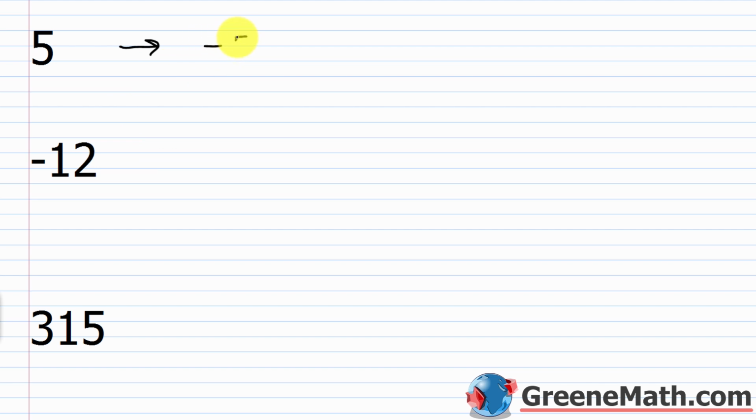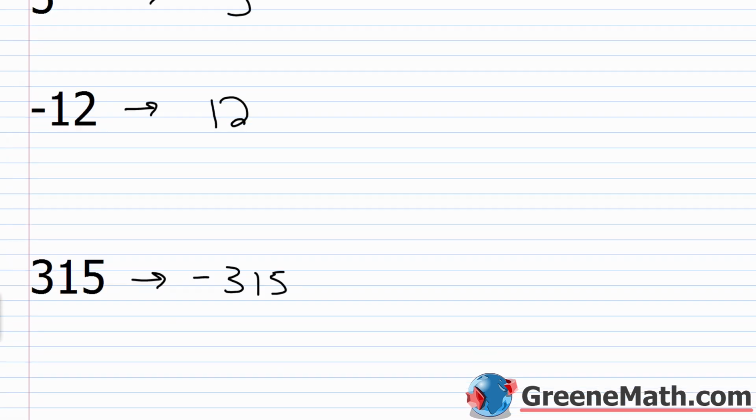All right, so the opposite of 5 is negative 5. Again, all I do is I take the number and I just change the sign. So this is positive, it becomes negative. The opposite of negative 12 would just be positive 12. Again, just change the sign. The opposite of 315 would be negative 315. Again, just change the sign from positive to negative. And then the opposite of negative 1,718,311 would be positive 1,718,311. Very, very easy to find the opposite of a number.